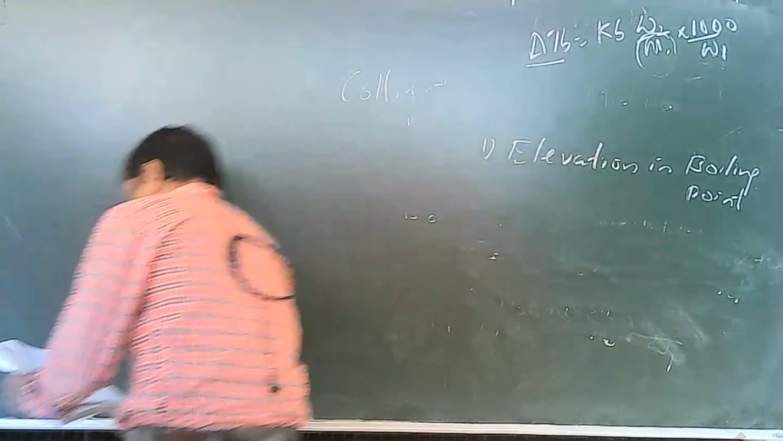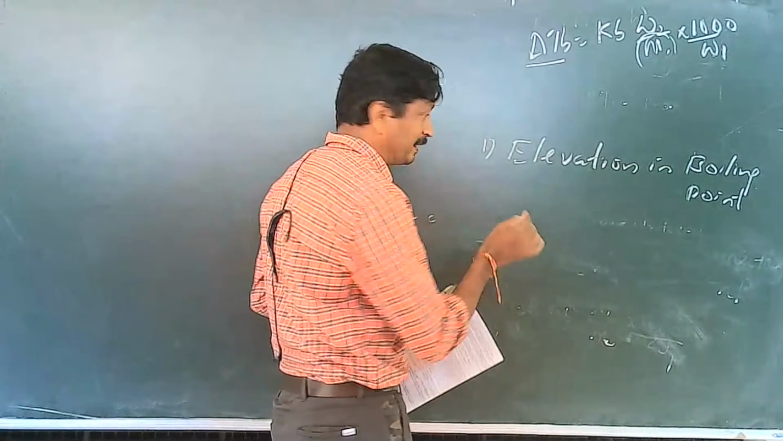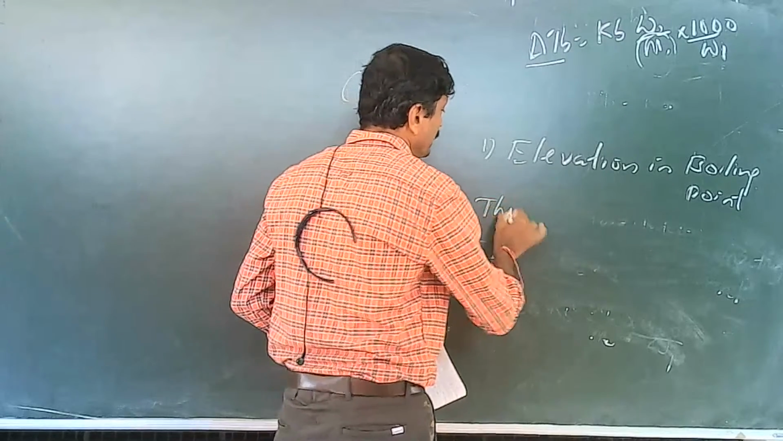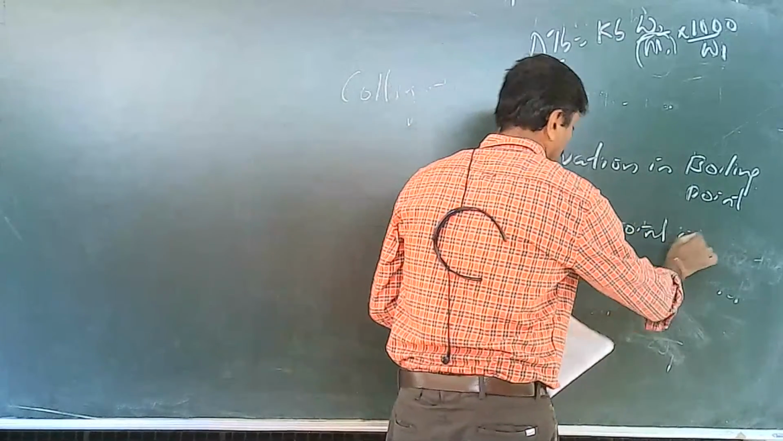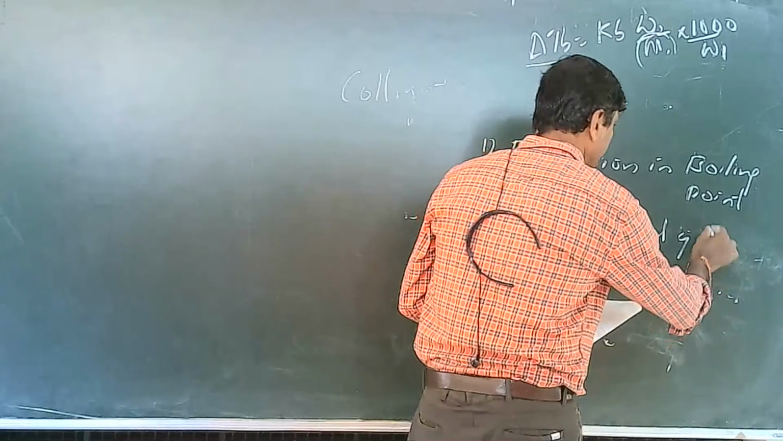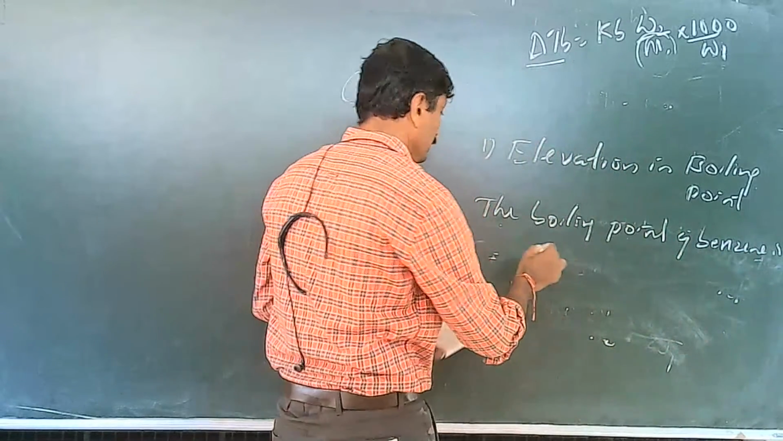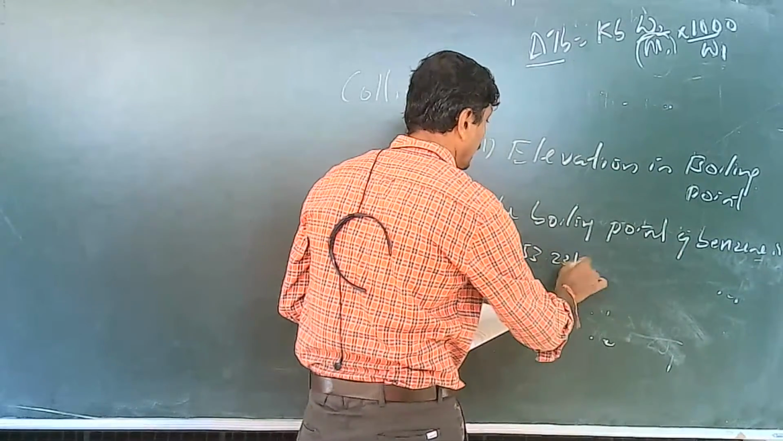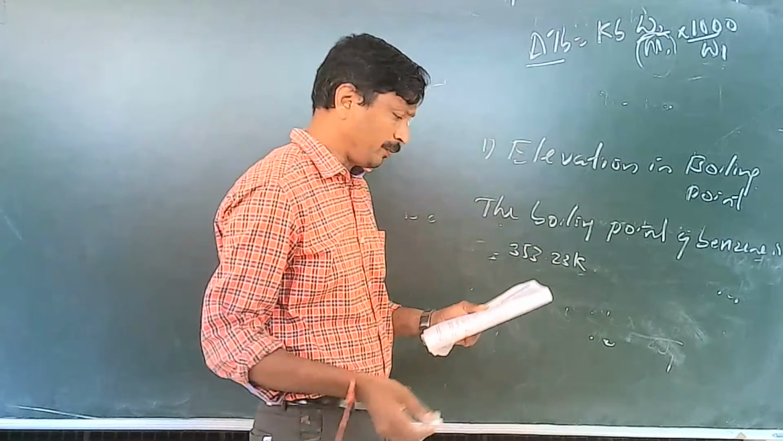It's not a problem. The boiling point of benzene is 353.23 Kelvin. It's the boiling point of the pure solvent.